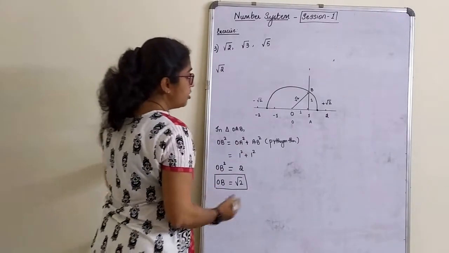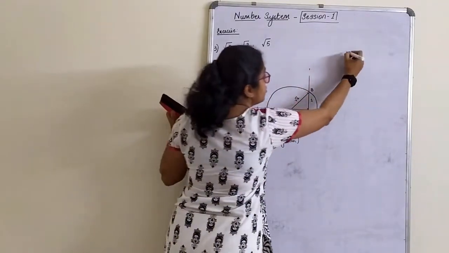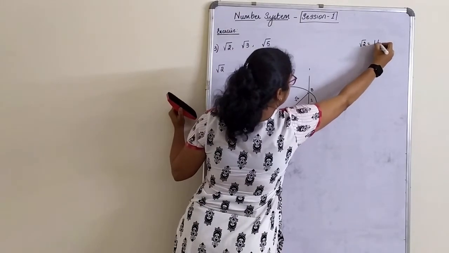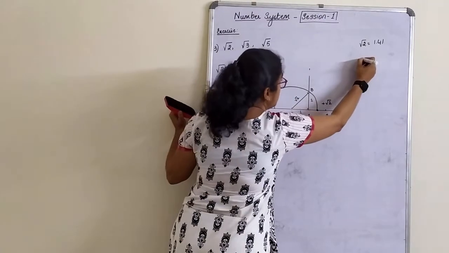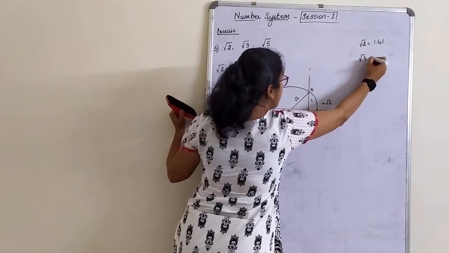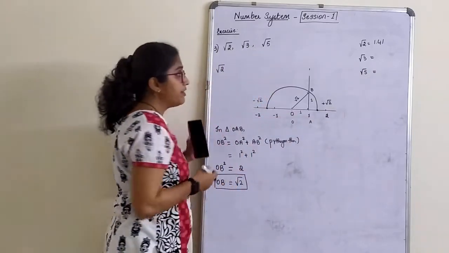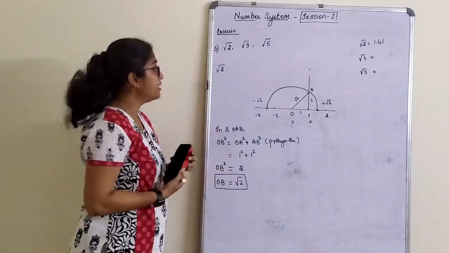Yeah, so children, I just missed, it is not 1.1, so the root 2 value is 1.41 something, it's recurring. Then root 3 we have to calculate next, I'll tell you the value. Root 5 we have to calculate next, as and when we do, I will tell you. Now, this is for root 2, you have to finish this.